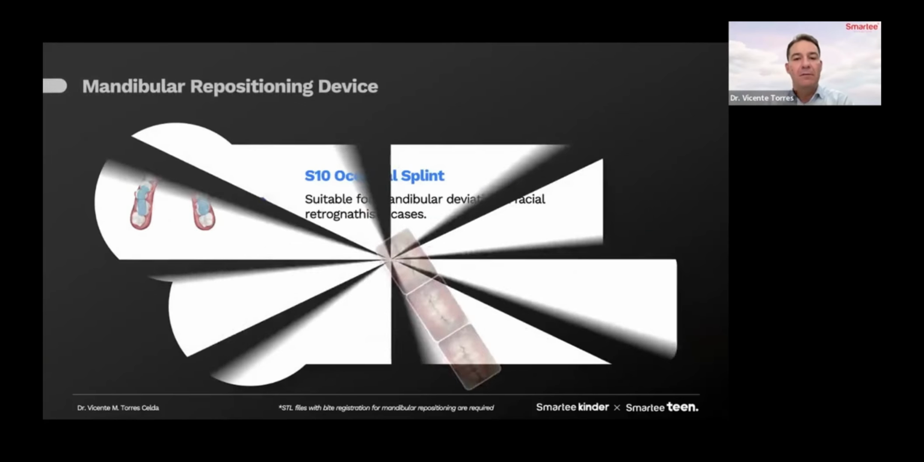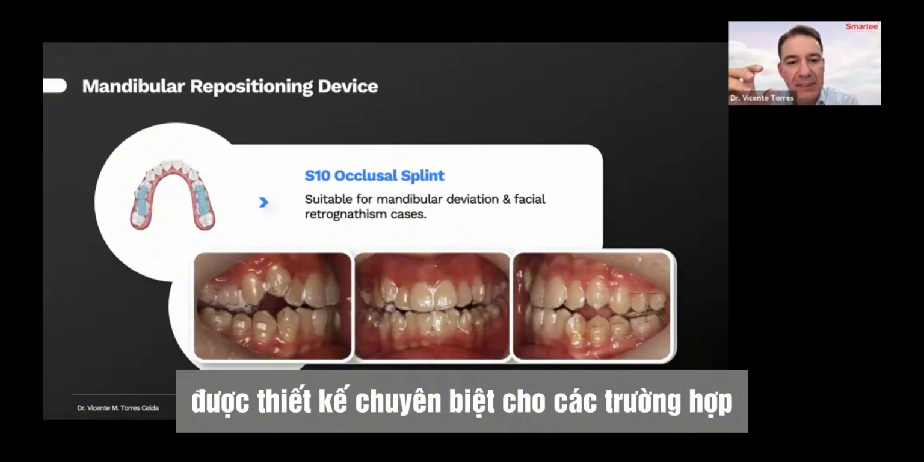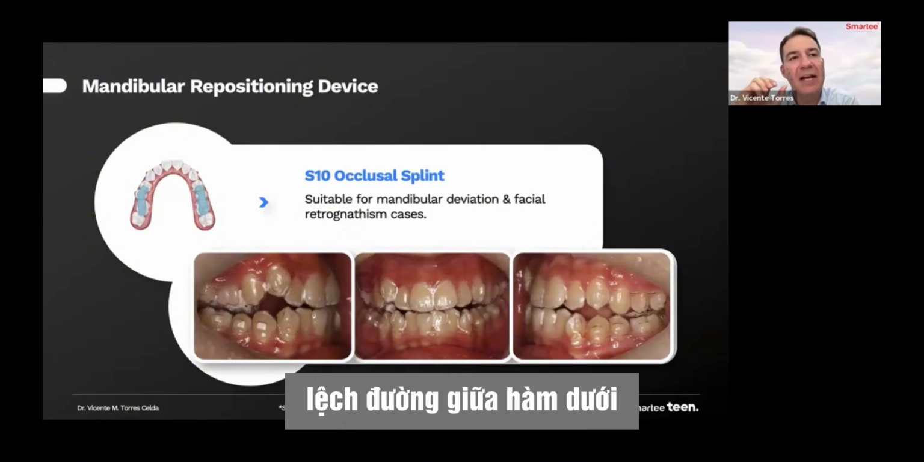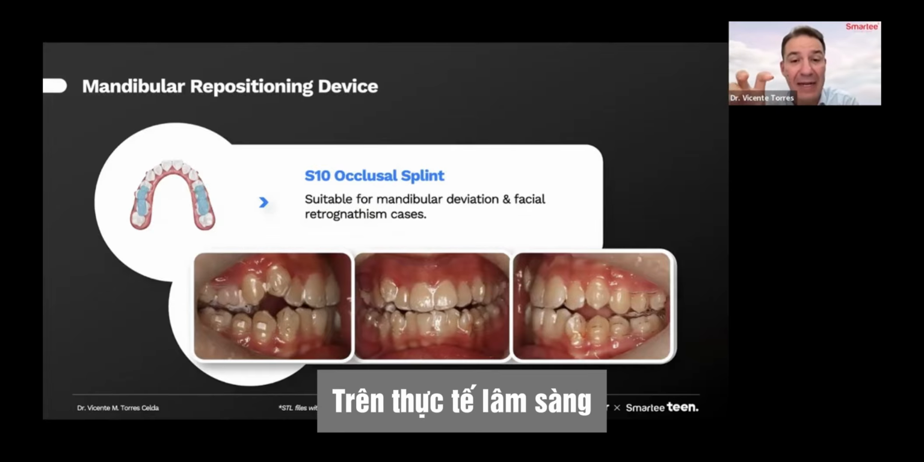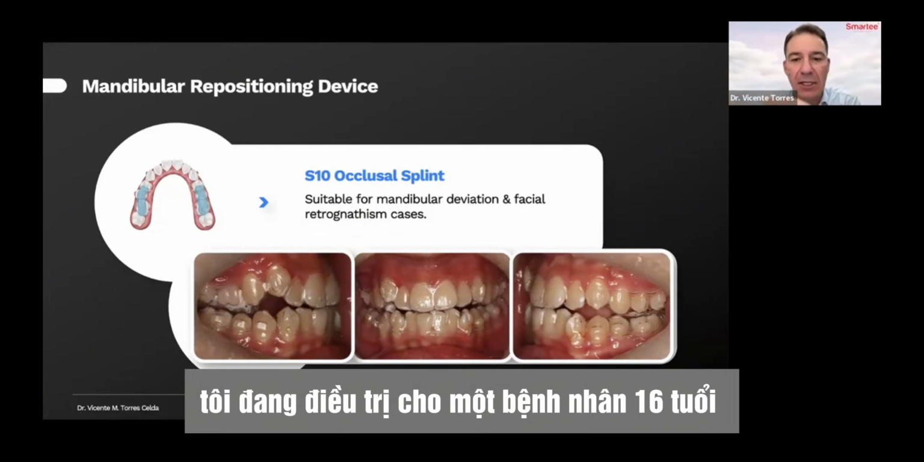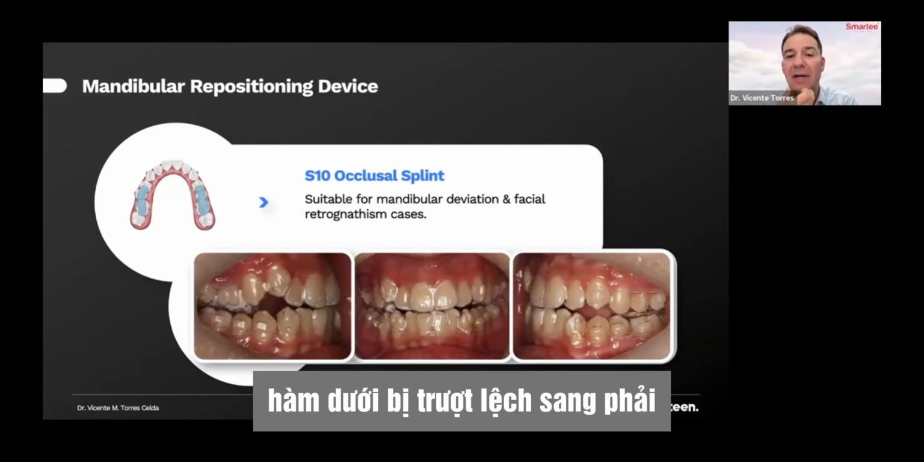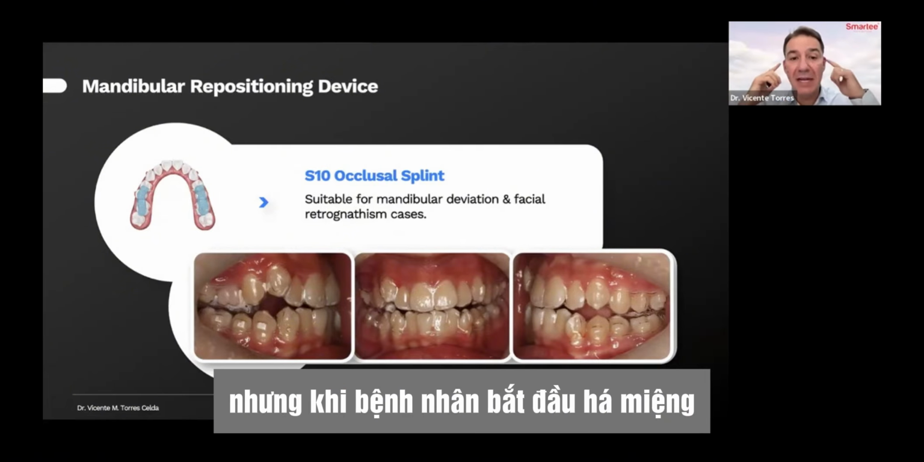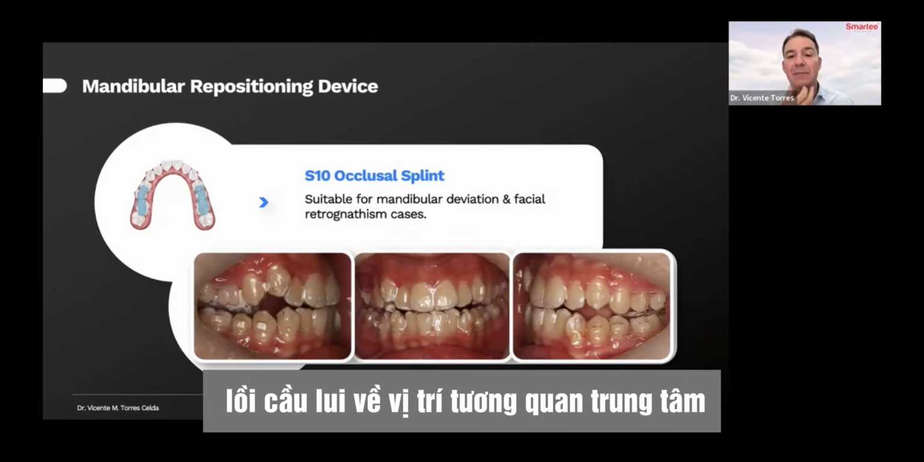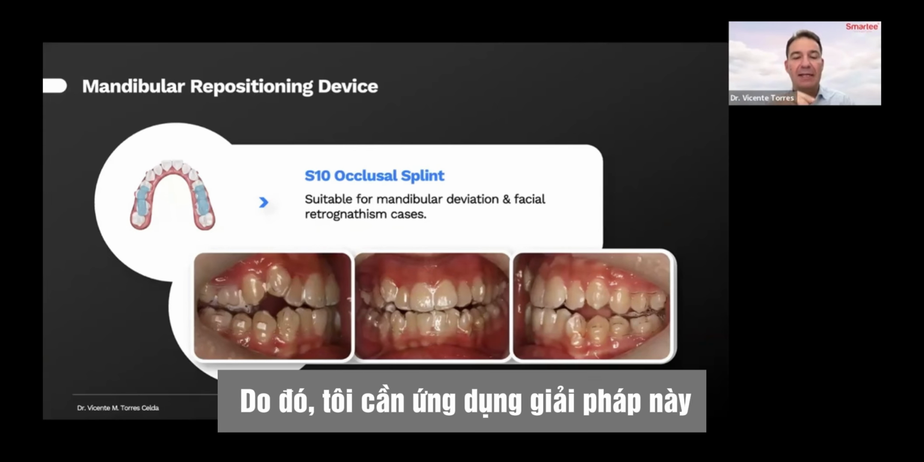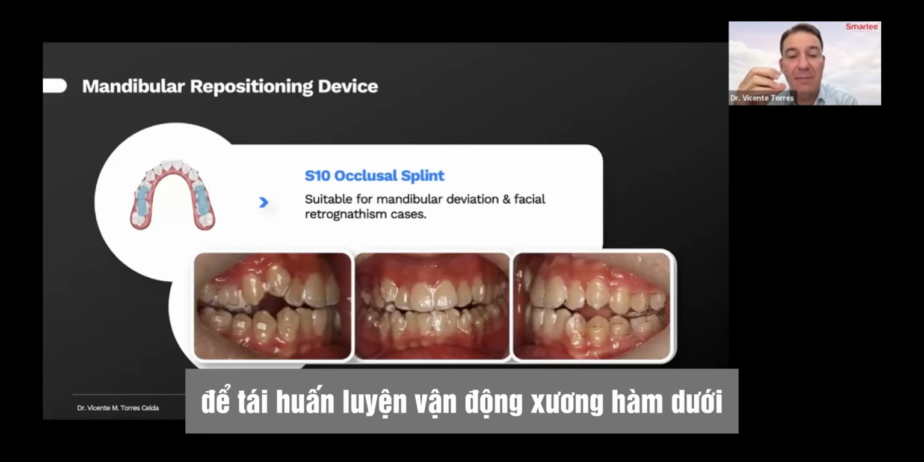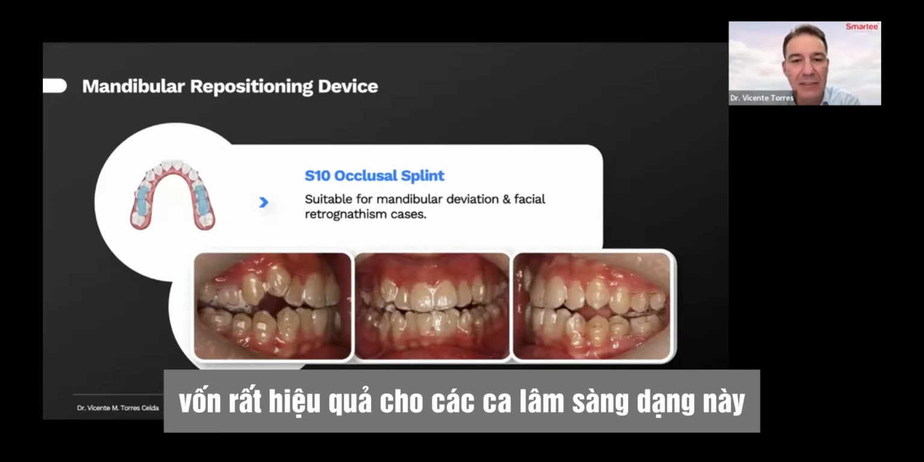For the other type, the occlusal splint, in those cases it's special for when we have mandibular deviation or facial retrognathism cases. It's like the same as saying near Class II malocclusion. In fact, right now I have a 16-year-old patient with a problem of mandibular deviation. When the patient is closing, they have a deviation to the right, but when the patient starts to open, the condyle goes to the centric relation and the mandible goes in the right position. So I need to use this solution especially to reprogram the mandible. So it's very useful for that kind of case.